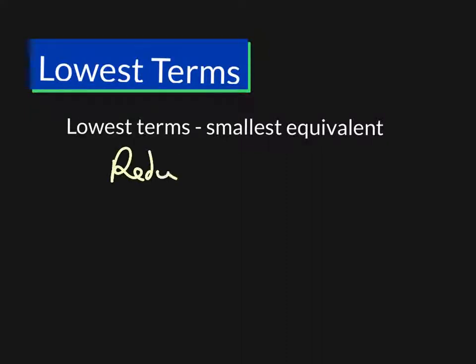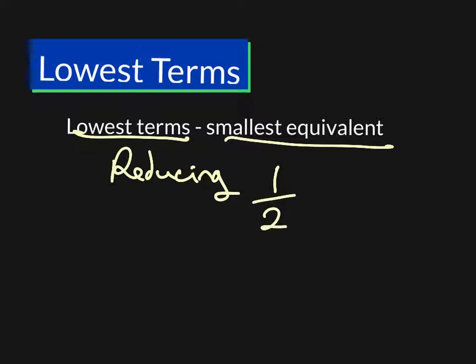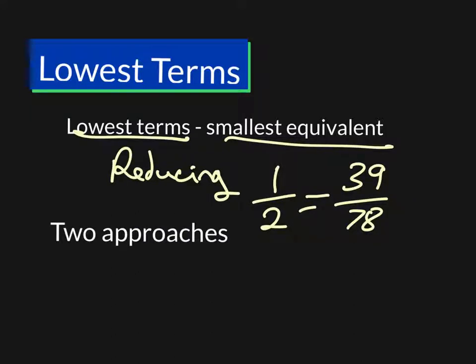Reducing a fraction to lowest terms means reducing it to its smallest equivalent fraction so that it'll be easier to understand. So for example, it's a lot easier to understand what 1/2 means than 39/78. But the fractions are equivalent, so they actually mean the same thing. And there are two approaches to reducing fractions, and you'll probably use both methods.